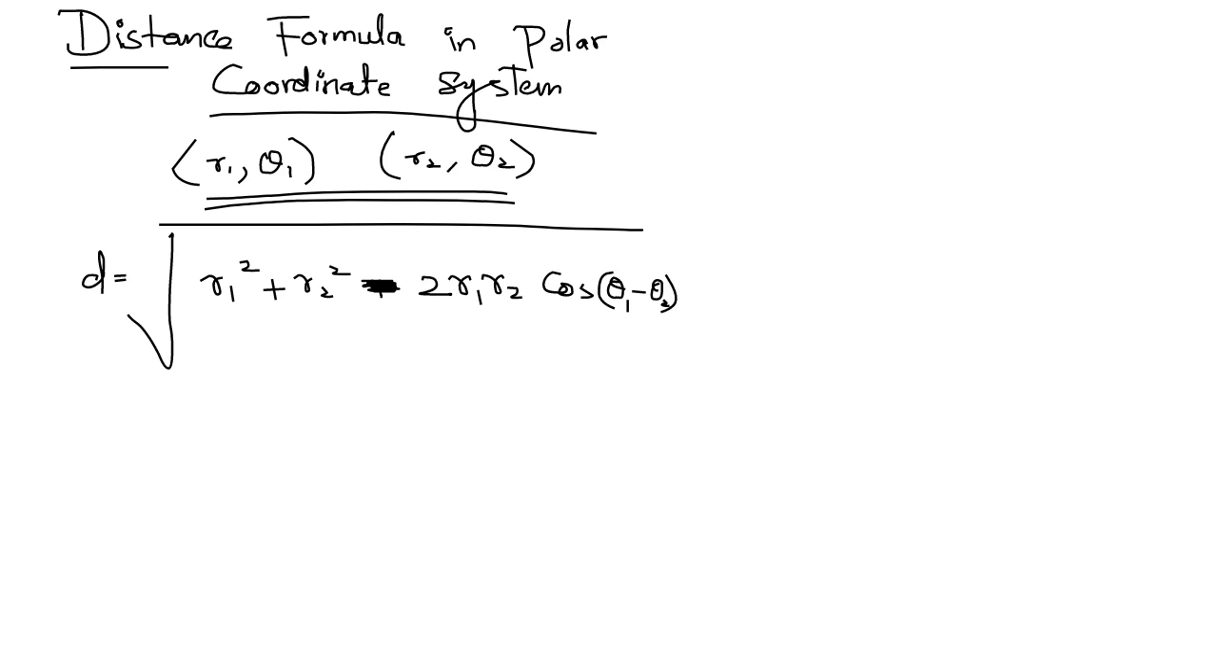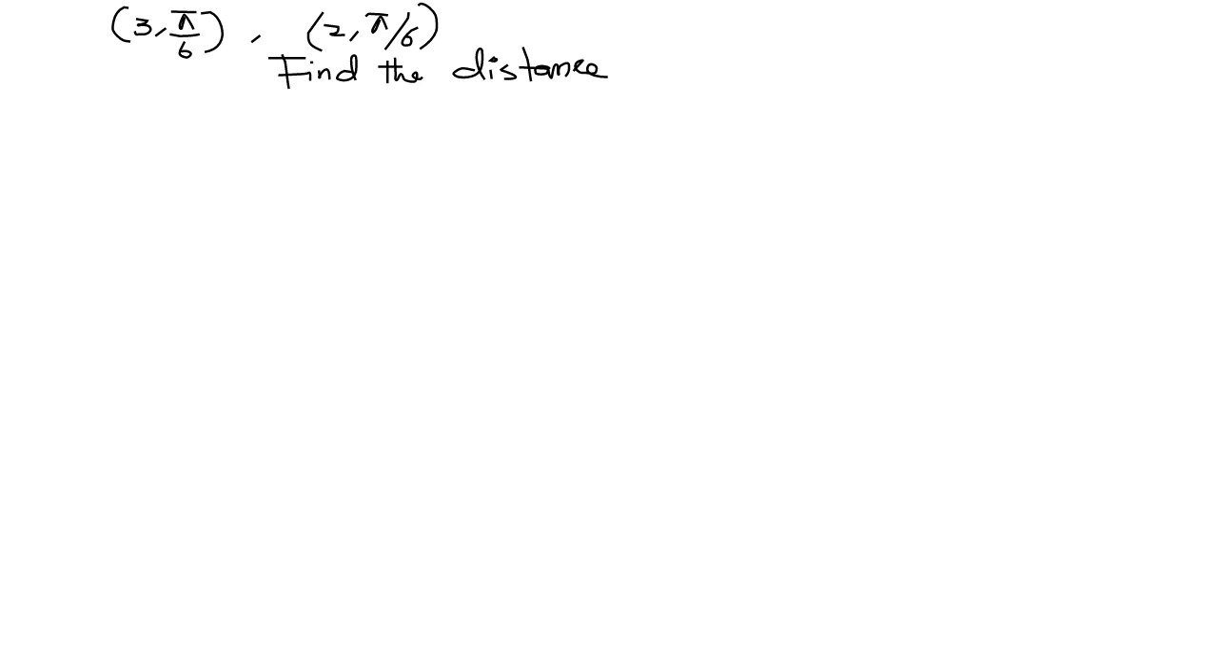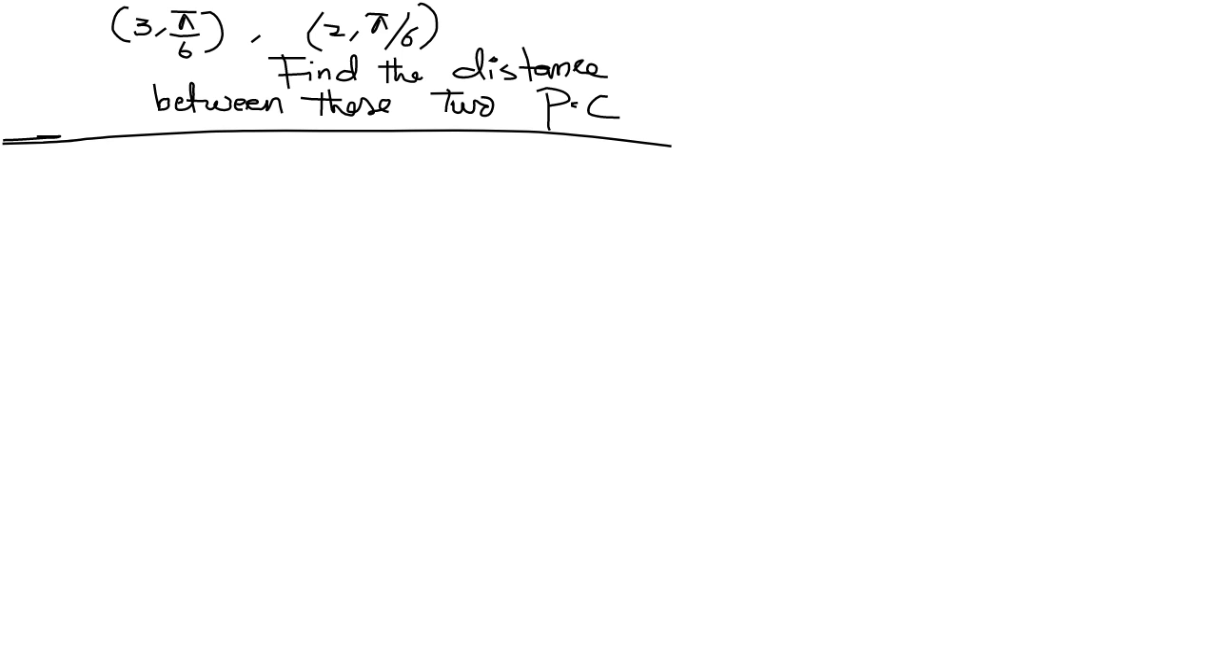Okay, one example I will give you. When you have two polar coordinates, 3 and pi by 6, another one is 2 and pi by 3, find the distance between these two polar coordinates. Okay, so first you have to write the formula. What is the formula? Square root of r1 square plus r2 square minus 2 r1 r2 cosine of theta 1 minus theta 2.